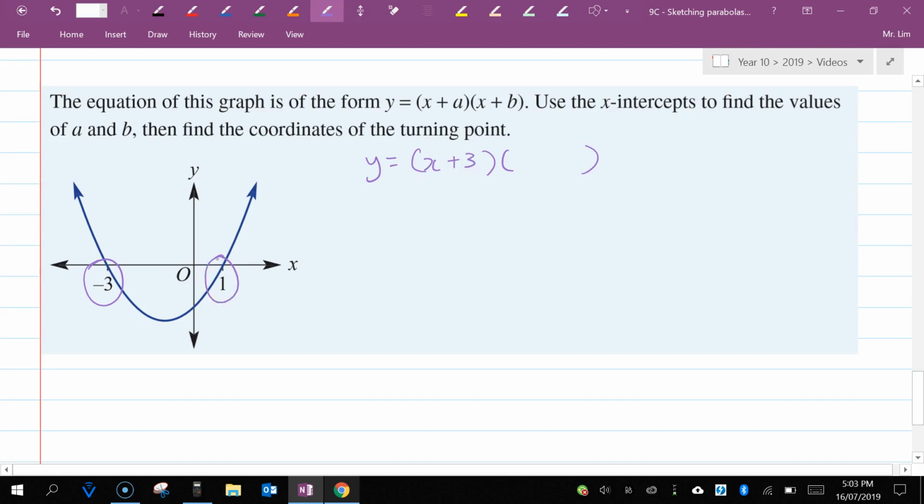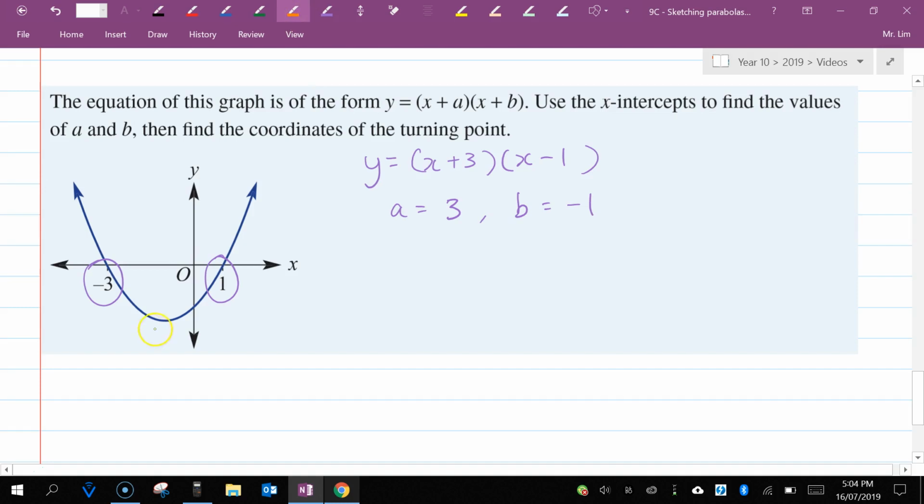And this is to the right once, which means b has to be minus 1. Okay, it has to be the opposite sign. This is because these are the x-intercepts, and the x-intercepts occur when y is 0. So, when y is 0, you can see here that x is equal to minus 3 and 1, which is exactly what we have in the graph. So now that we've worked out that a is positive 3 and b is negative 1, we can use them to find the coordinates of the turning point.